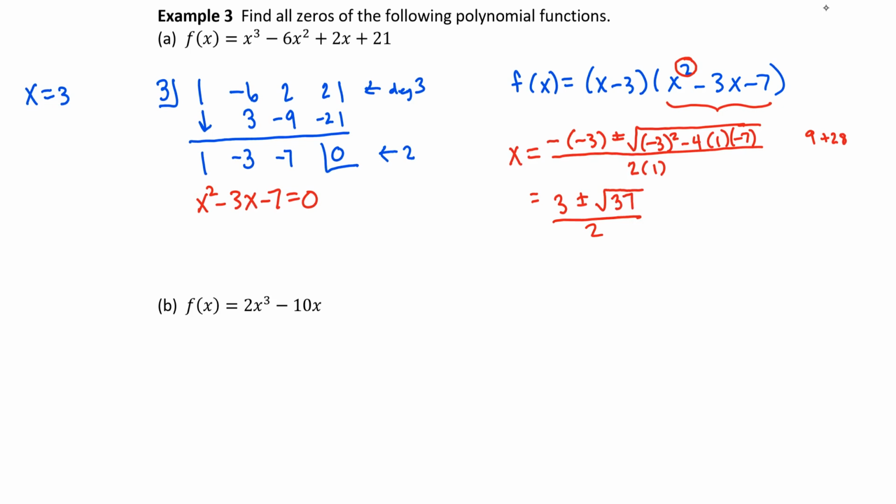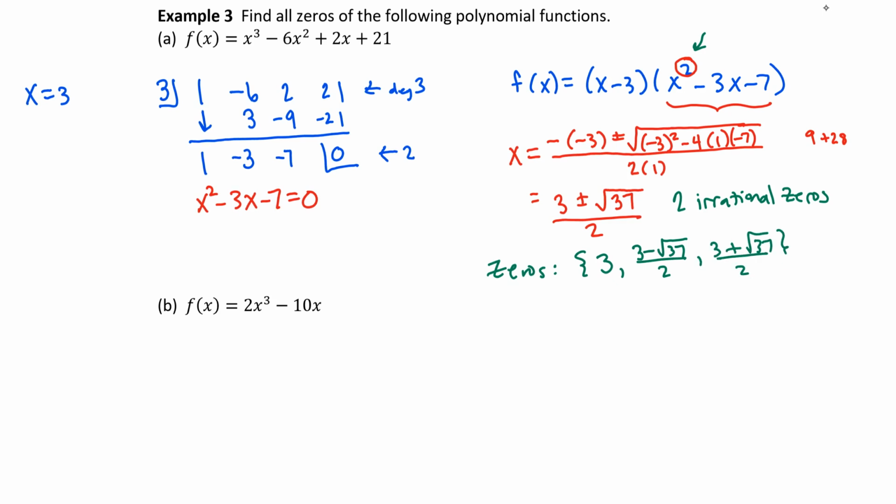So those are irrational numbers. Square root of 37 can't be simplified any further. And if I separated it into 2 distinct fractions, I wouldn't be able to reduce it. So those are the 2 irrational zeros that were encoded by our quadratic up here. So our list of zeros will include the nice, neat rational number 3, as well as our irrational solutions, 3 minus the square root of 37 over 2, and 3 plus the square root of 37 over 2.